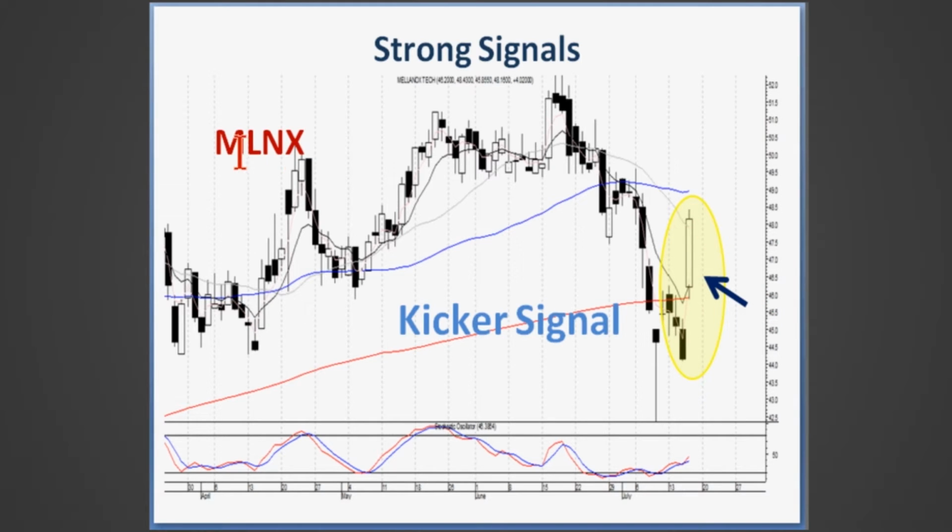This is MLNX. That's probably going to be on our recommended list tomorrow, because what do we expect coming out of a kicker signal? Usually a very strong price move.